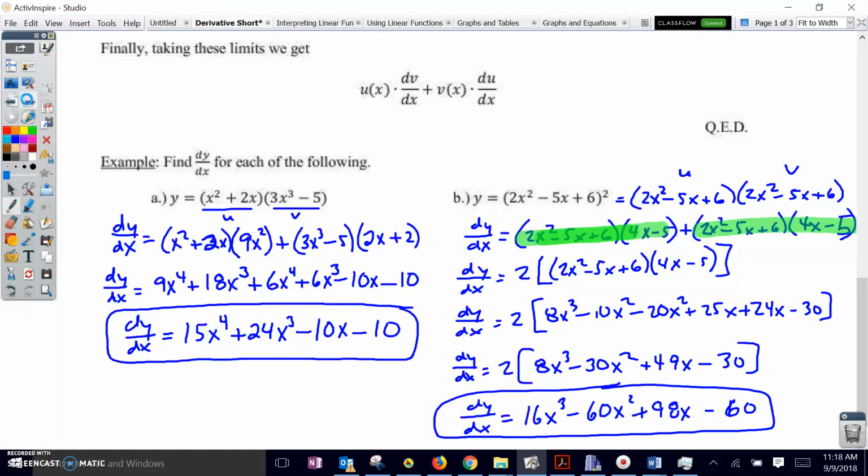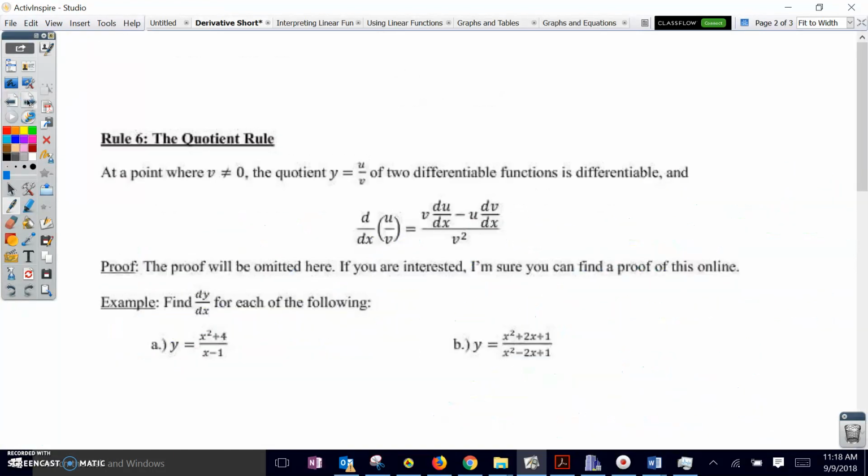Alright, continuing on, let's look at the quotient rule. The quotient rule is for when we have a fraction y equals u over v. And here's our rule right here. The derivative of u over v is equal to v times du dx minus u times dv dx all over v squared. There are a lot of mnemonic devices to help us remember this. There's a little quotient rule poem that I've heard.